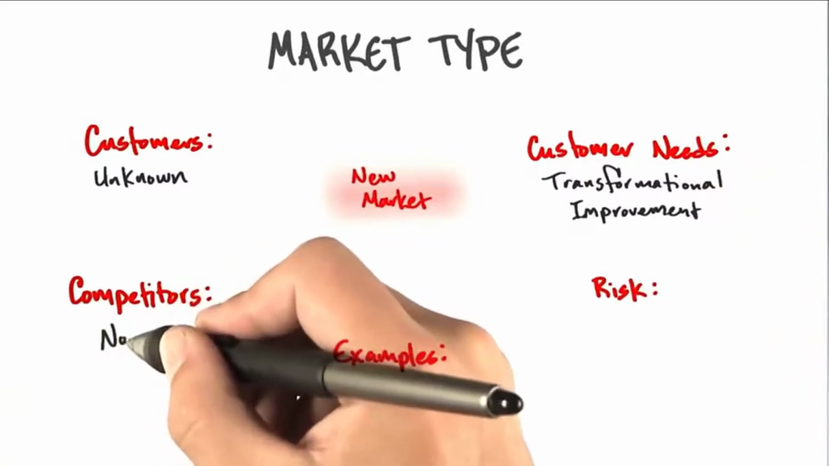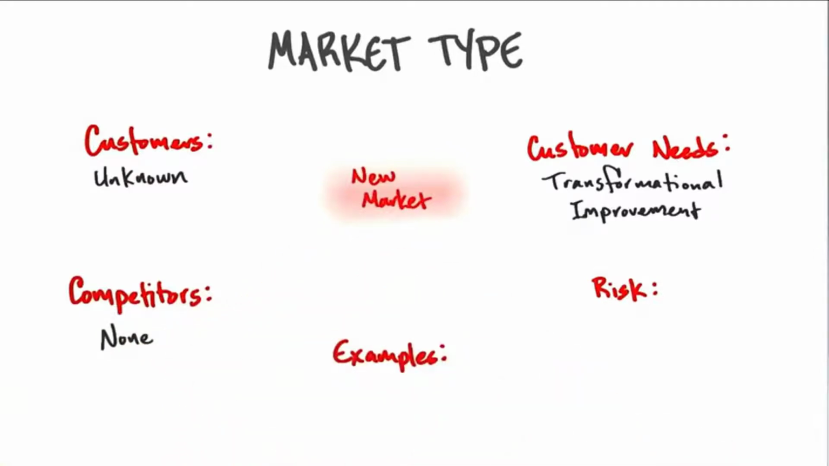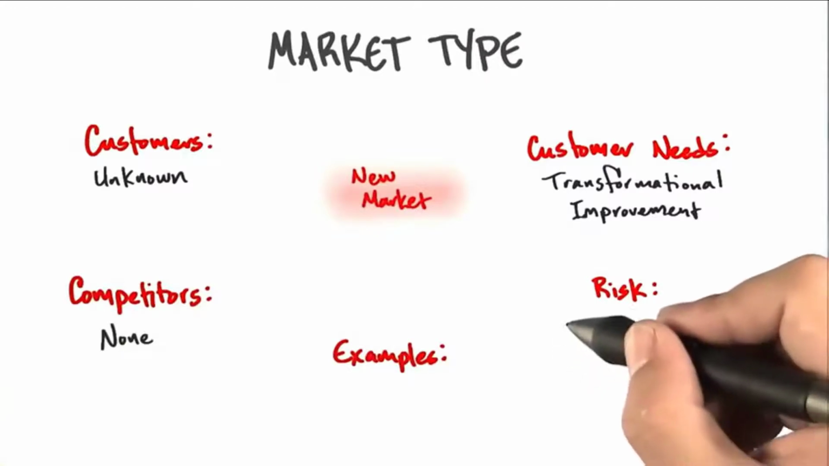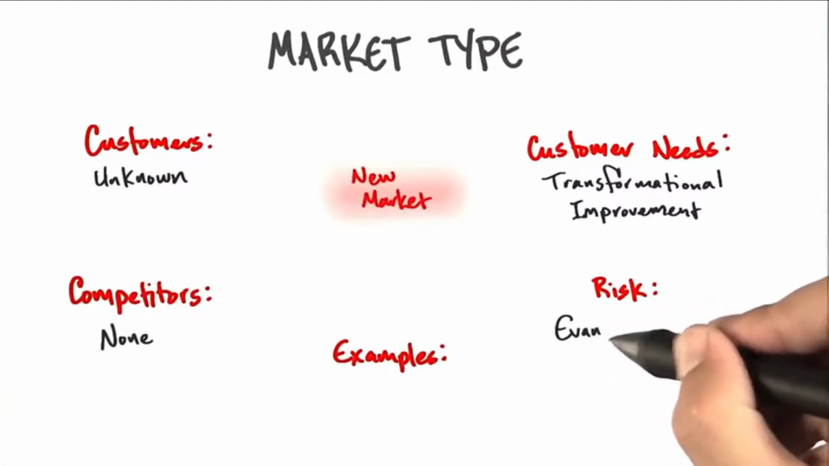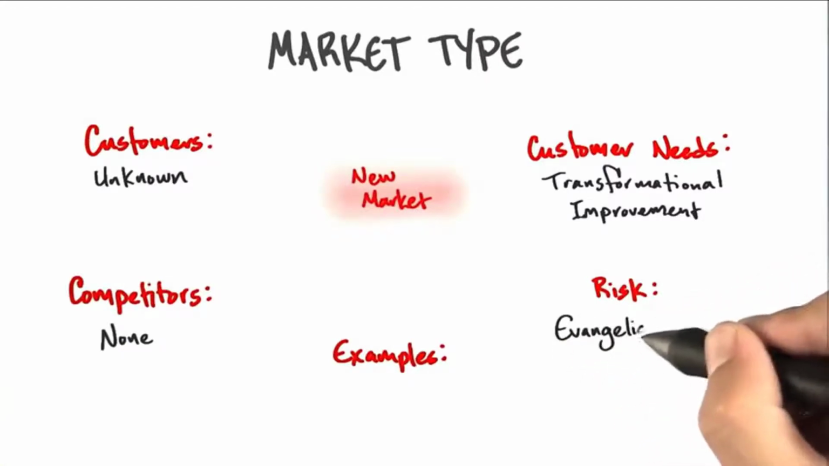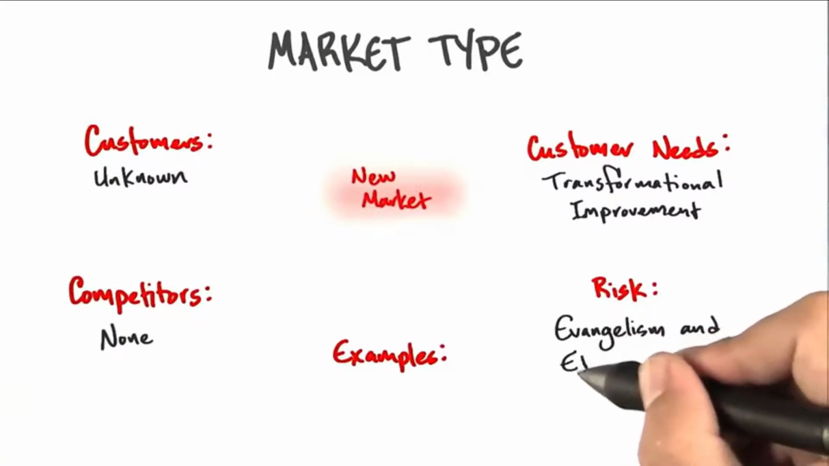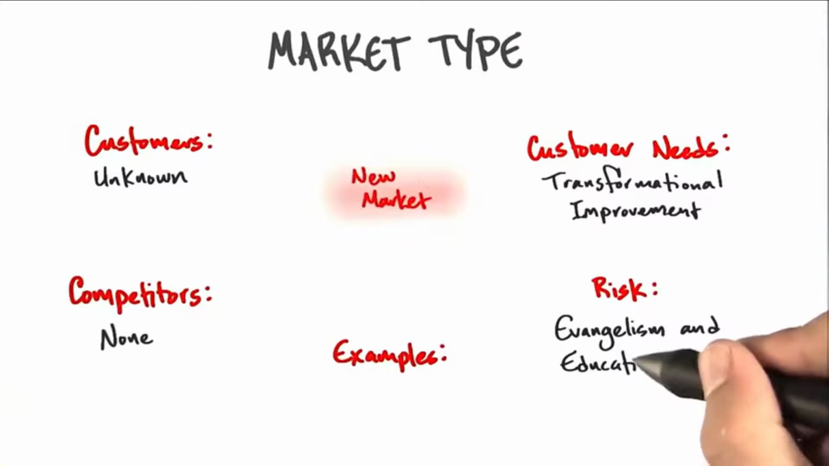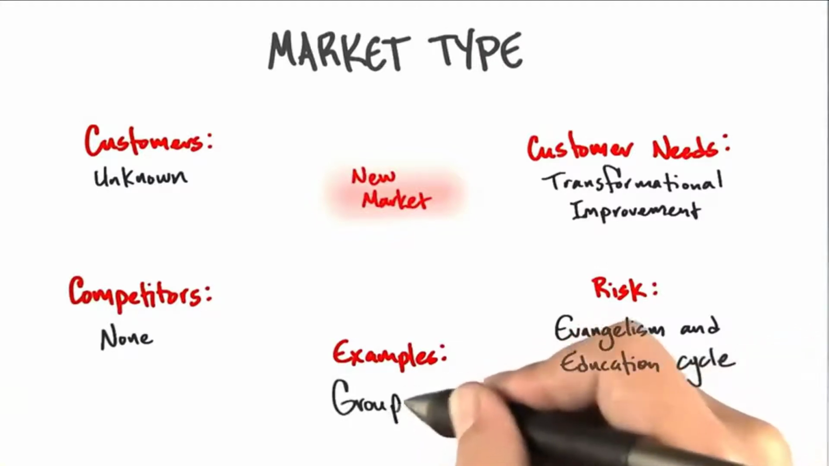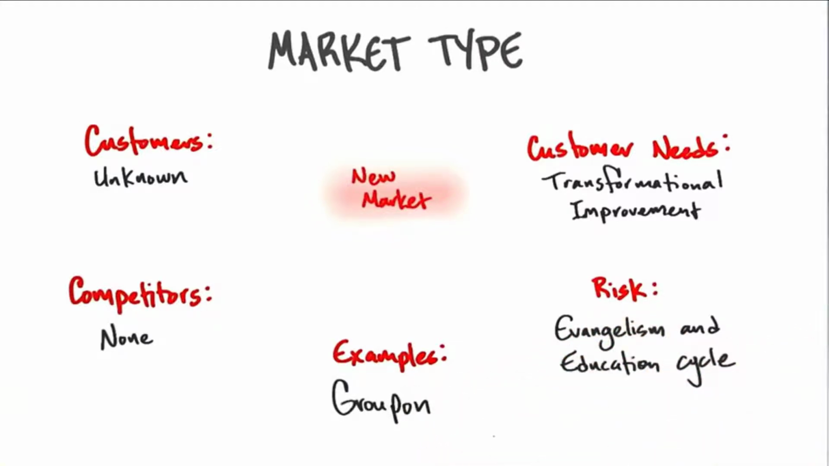And the good news, and bad news, is that there are no competitors on day one. It's pretty lonely. So for this market to exist, you're going to have to create it through a force of will and a lot of money. And that's going to require evangelism and education. An example, Groupon. Right? Groupon single-handedly created the daily deals market.